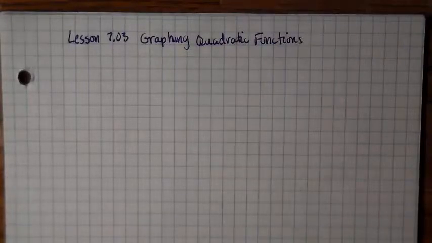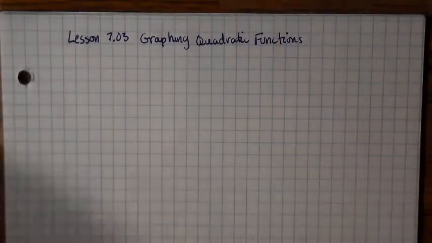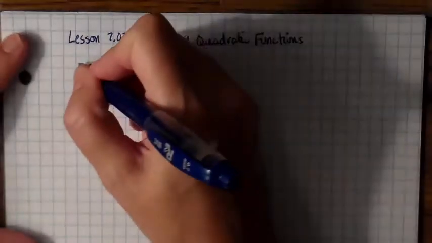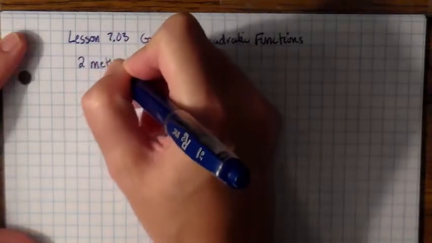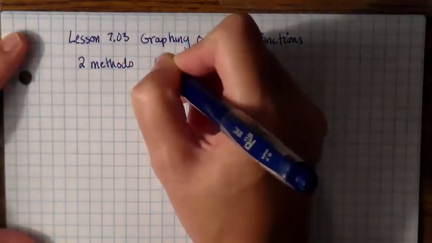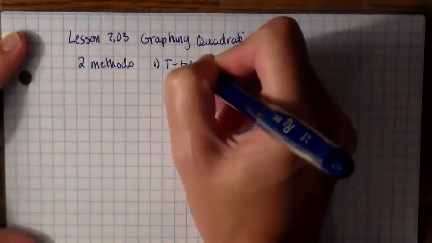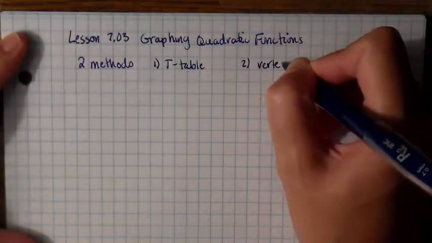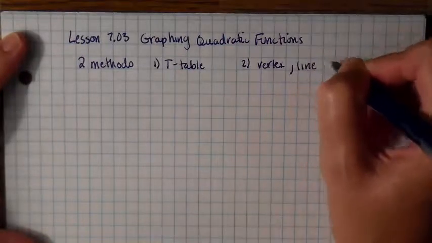Lesson 7.3, Graphing Quadratic Functions. Just as we could graph linear equations, we can also graph quadratic equations. And there are two methods. Method 1 is a t-table, and method 2 is using the vertex and the line of symmetry.